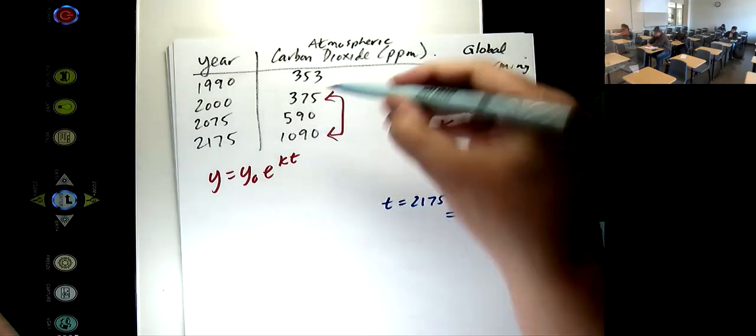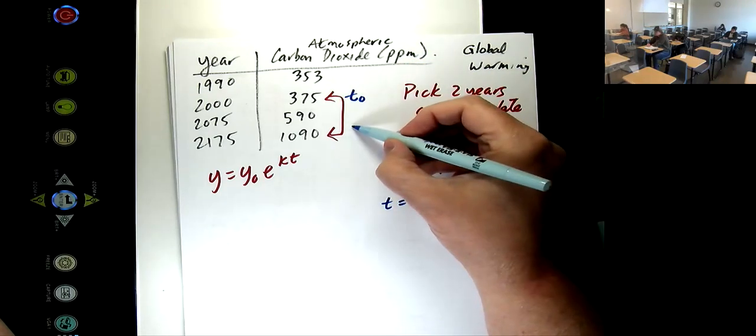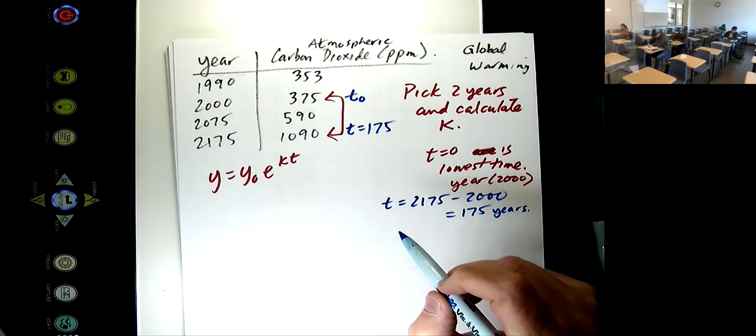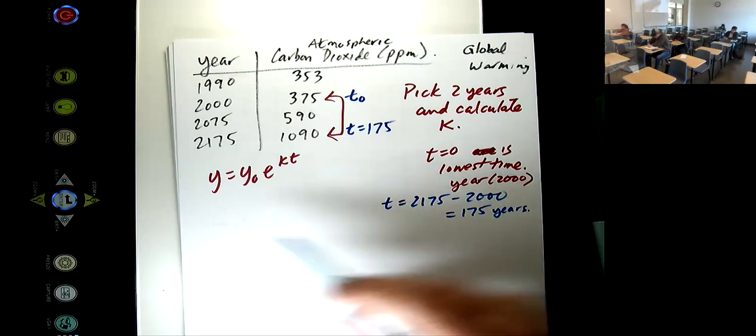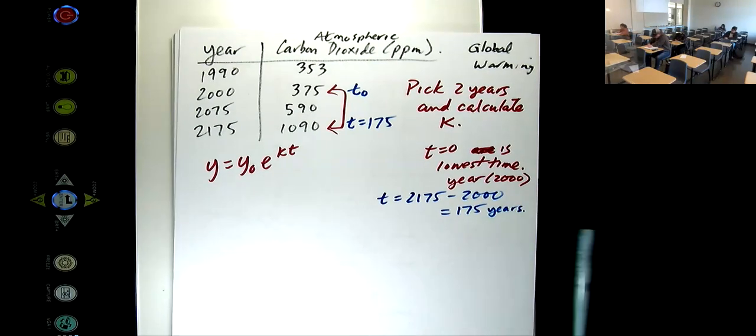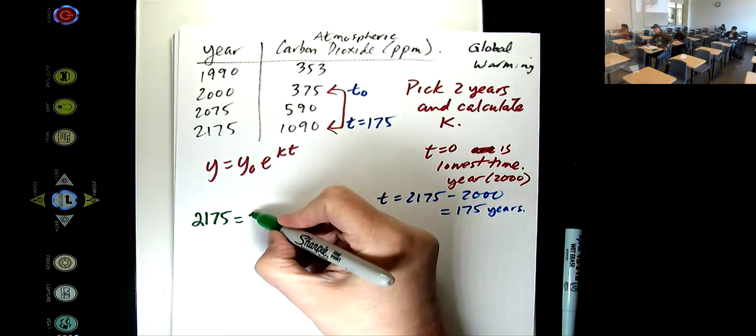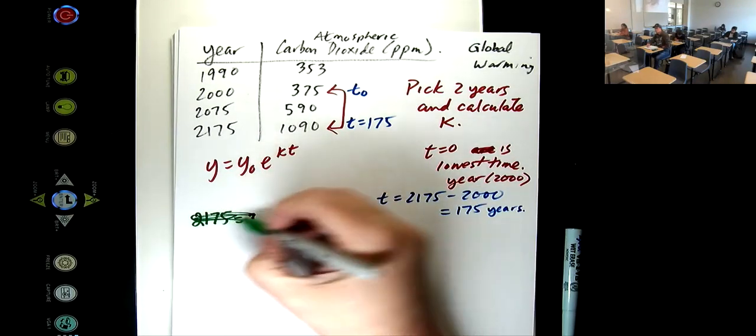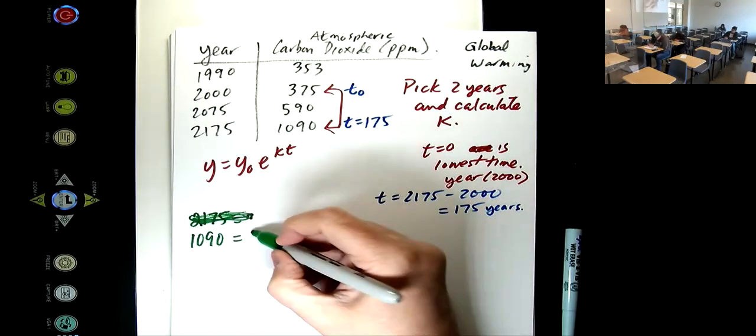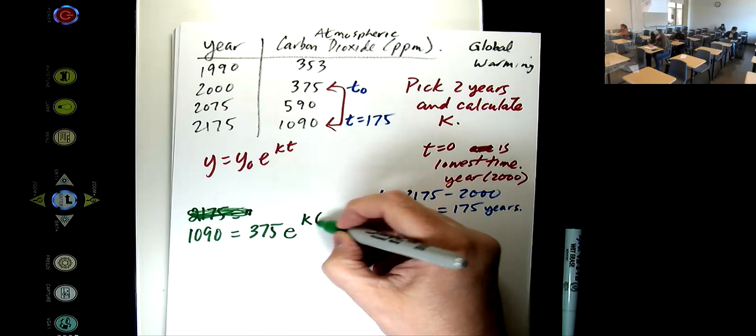I have carbon dioxide level at t equals 0, and I have a carbon dioxide at t equals 175. So I know what the values on both sides are. The only thing I don't know here is K. Oops, I'm plugging the wrong values. The 1090 is the carbon dioxide, the 375 is the initial one, and I have e to the k times 175.